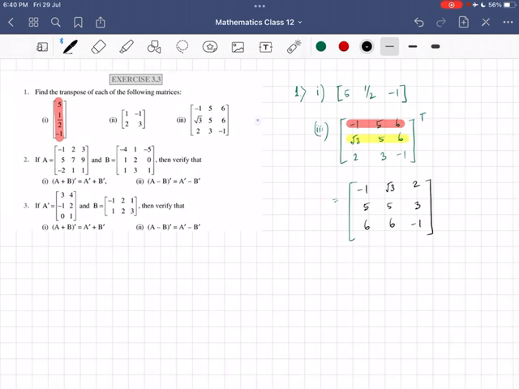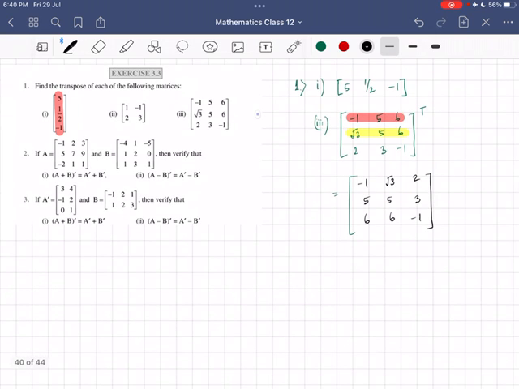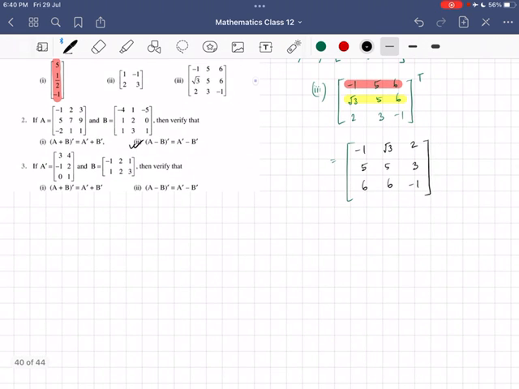Now question number 2. What I'm going to do is do any one of them, and you have to do the other one. So I'm going to do question number 2. A is given, B is given. We have (A minus B) whole transpose is equal to A transpose minus B transpose. If we start with the LHS, the left hand side, first we need to find A minus B.